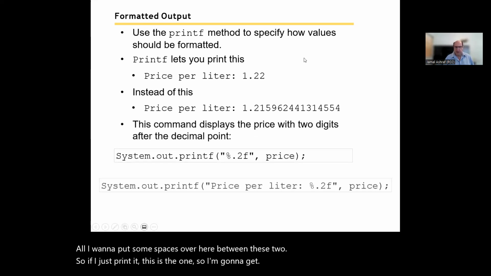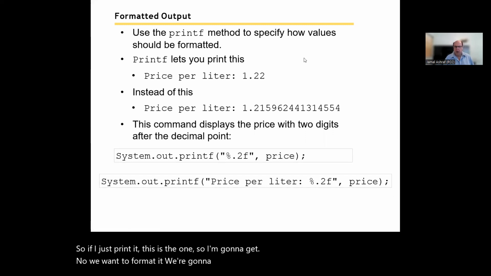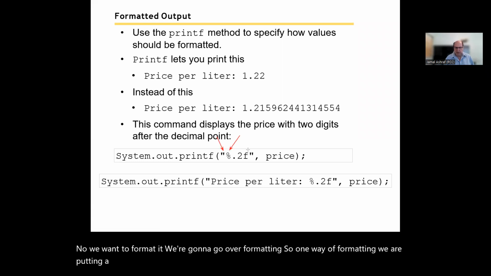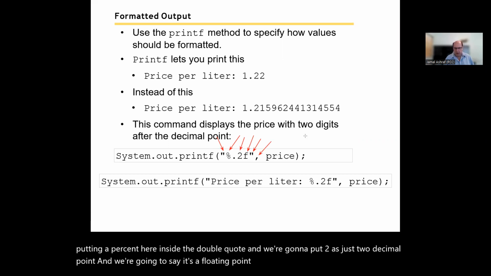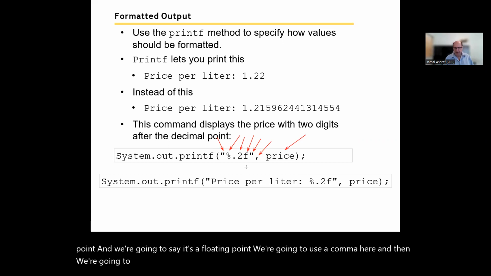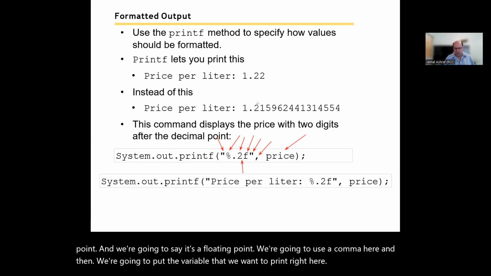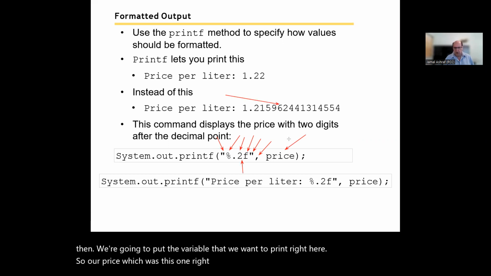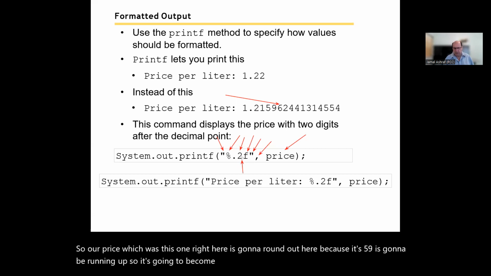Now we want to format it. We're going to go over formatting. So one way of formatting, we are putting a % here inside the double quote, and we're going to put .2 as just 2 decimal points, and we're going to say it's a floating point. We're going to use a comma here, and then we're going to put the variable that we want to print right here. So our price, which was this one right here, is going to round out here because it's 5.9. It's going to be rounding up, so it's going to become 1.22, and it's going to print right here.